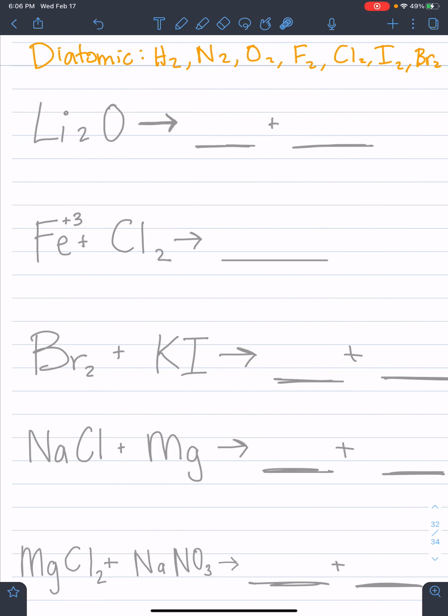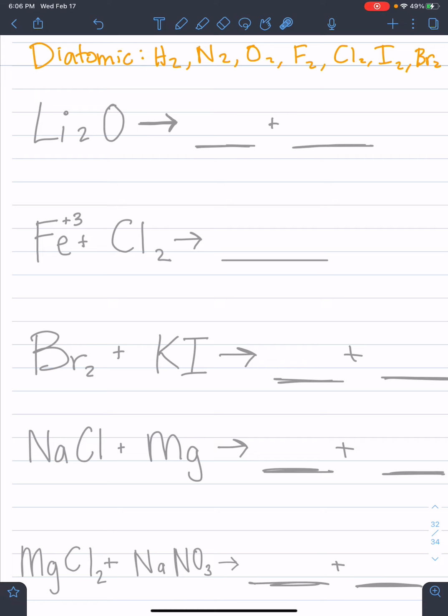But let's get started. Let's look at this first equation. So write down the first equation and try to see if you can predict the products. Now you'll notice that we have one molecule over here. Li2O is all combined into one molecule. There's no plus sign. That would break it apart into two different things. This is just one molecule.